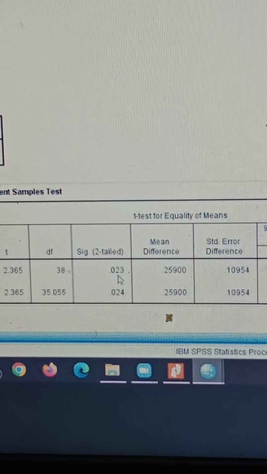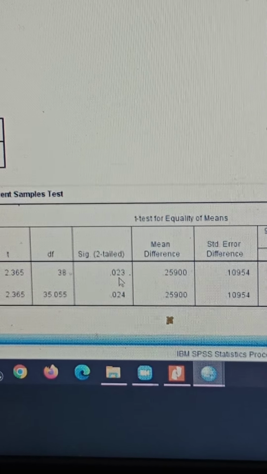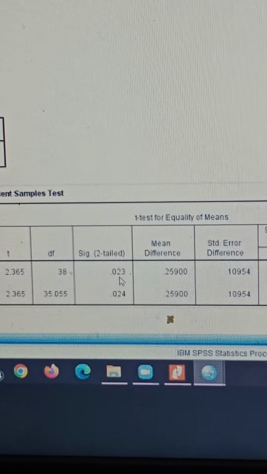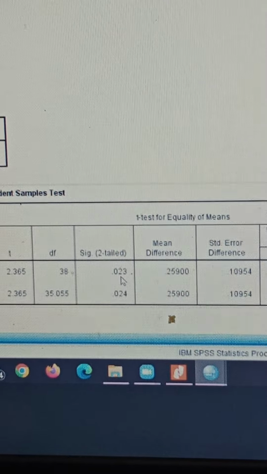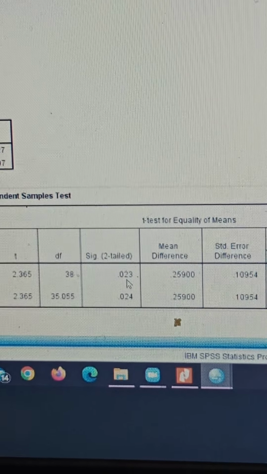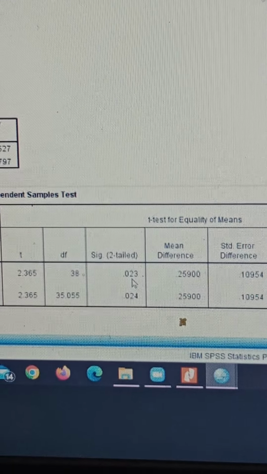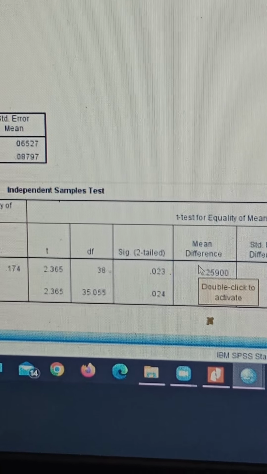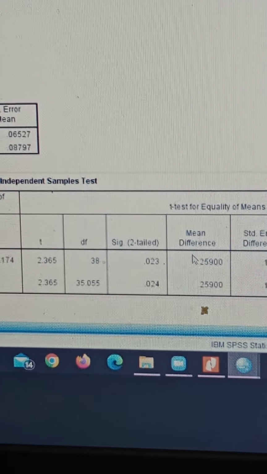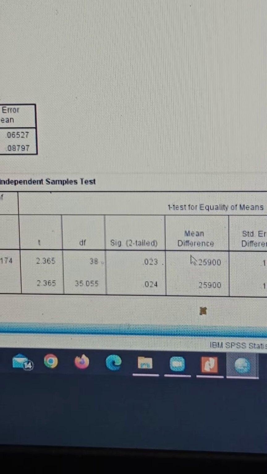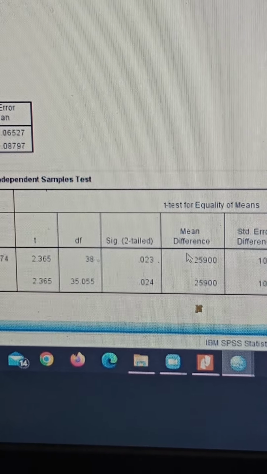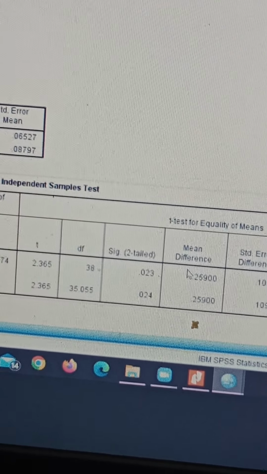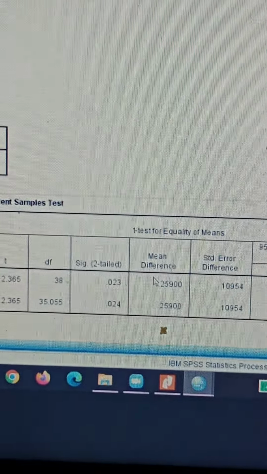Look at the value. Is it greater than 0.05 or less than 0.05? Greater than, less than. If it's less than, it means that the value is significant. So if it's significant, what can we say in our results? There is a significant difference between males and females in their engagement with TV advertisements. Okay? So that is how we're going to say it.